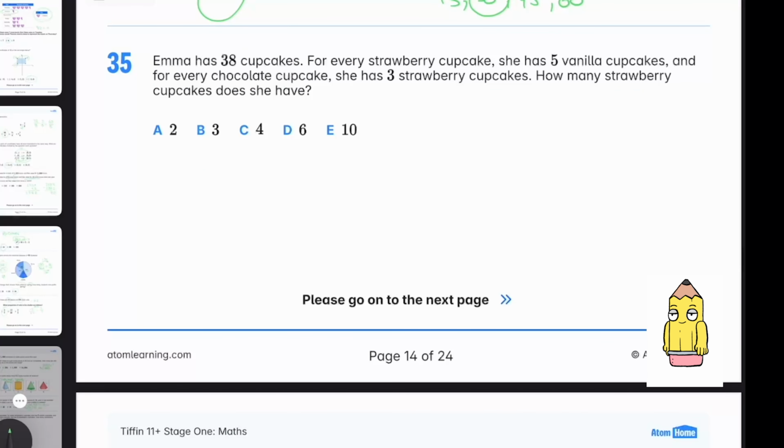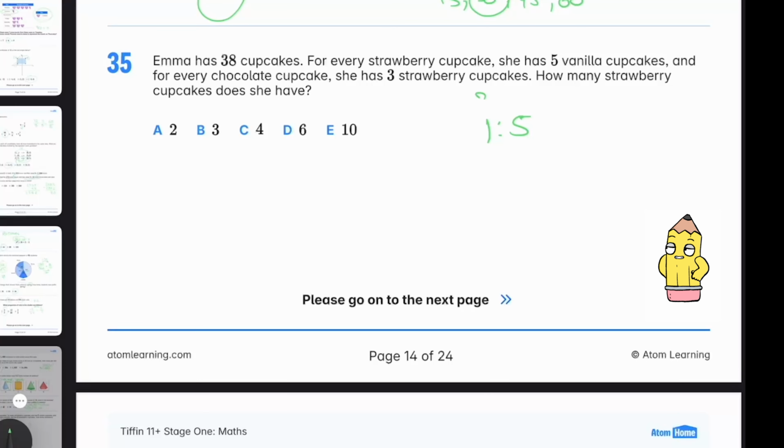Question 35. Emma has 38 cupcakes. And for every strawberry cupcake, she has 5 vanilla cupcakes. And for every chocolate cupcake, she has 3 strawberry cupcakes. How many strawberry cupcakes does she have? So this is a question around ratio. So the ratio of strawberry cupcakes to vanilla cupcakes is 1 to 5. And the ratio of chocolate cupcakes to strawberry cupcakes is 1 to 3.